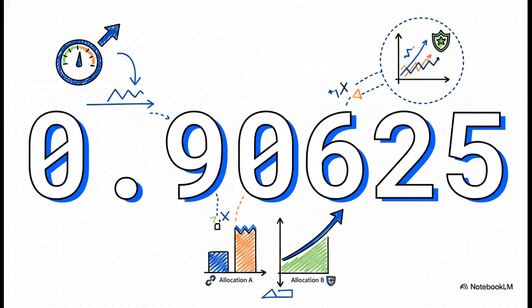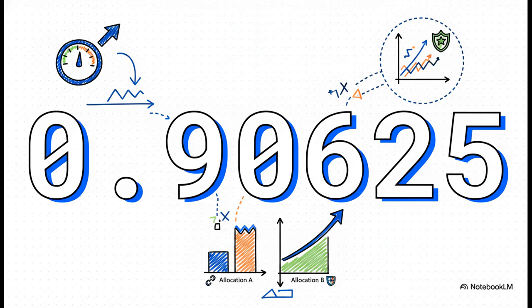Well, the math gives us an SFR ratio of exactly 0.90625 for allocation B. Let's quickly break that down. 11% expected return minus the 3.75% threshold equals 7.25%. Divide that by the 8% standard deviation, and boom, you get 0.90625.